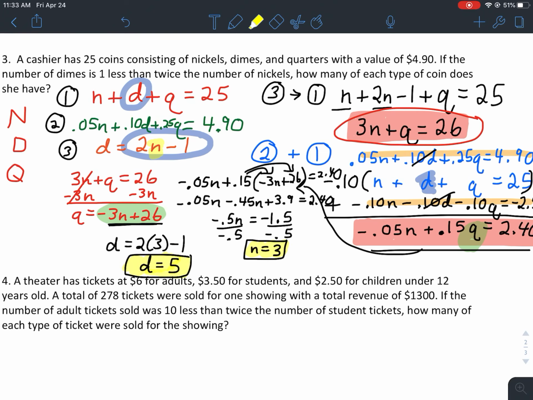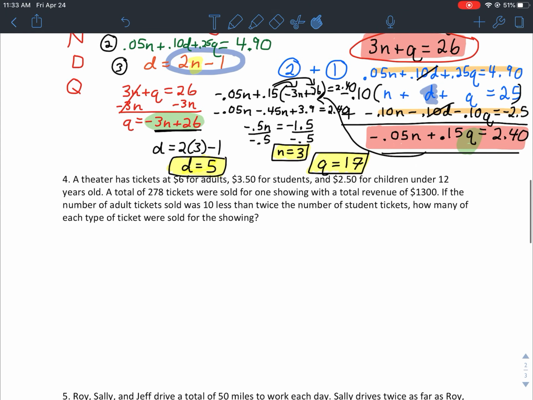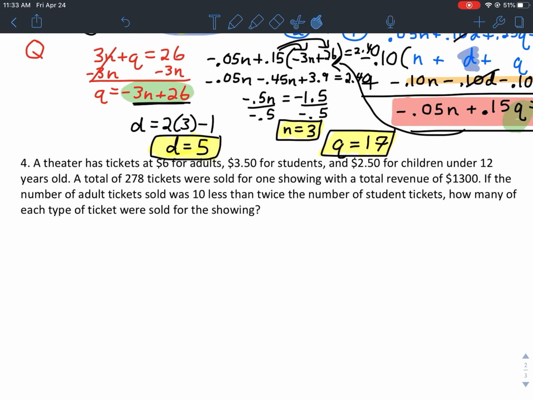And now we know that we have 25 coins total. So if 5 of them are dimes and 3 of them are nickels, that means we have 8 total coins so far. That means we must have 17 quarters. Okay, so we would have 17 quarters, 3 nickels, and 5 dimes. Okay, so taking a look at the next two.